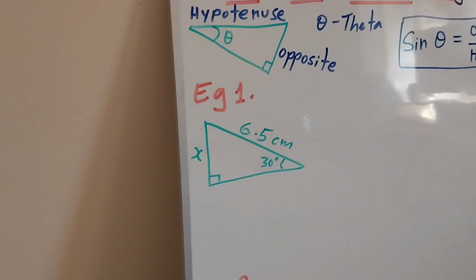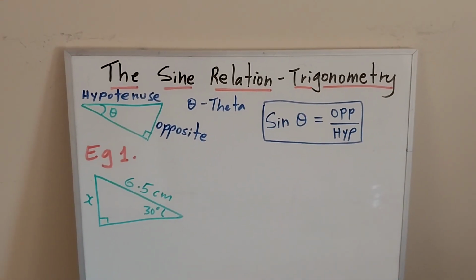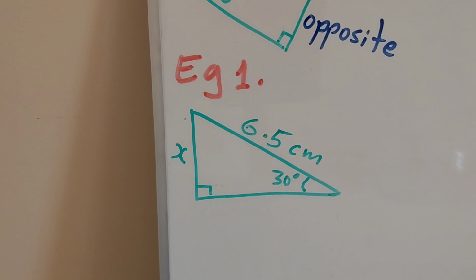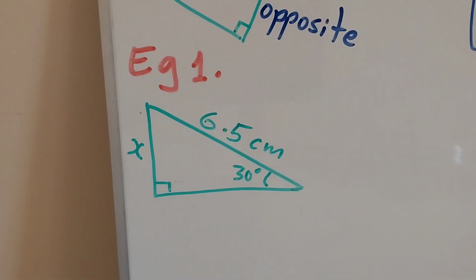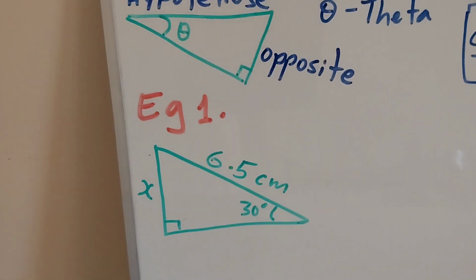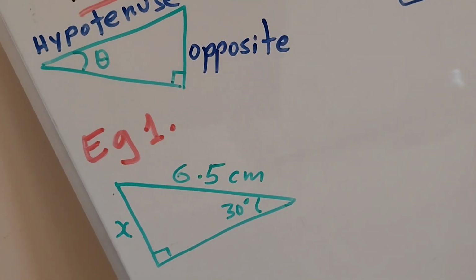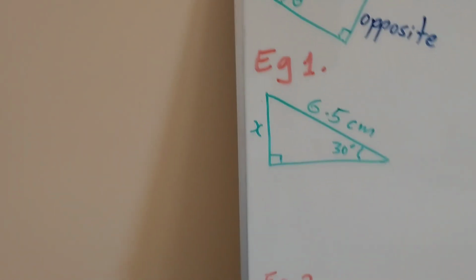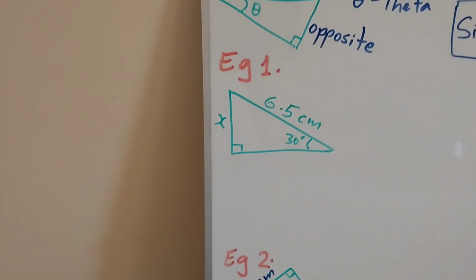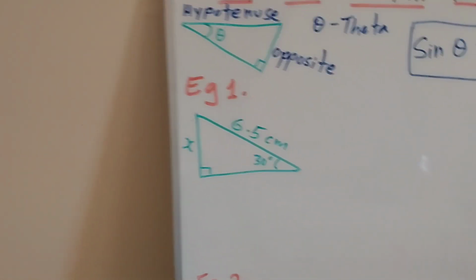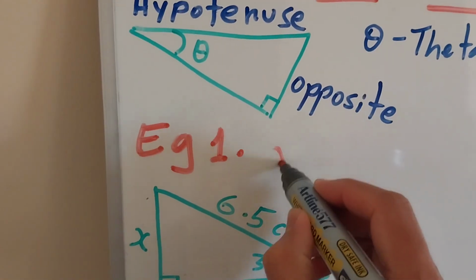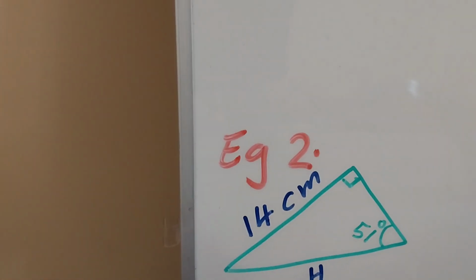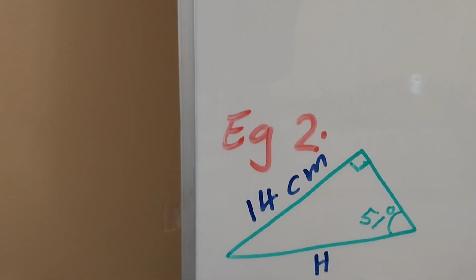Let's straight away get to an example to figure out how this relation is going to work in solving for an unknown side. Example 1. There's a right angle triangle here, and there's an angle 30 degrees. So that's our theta. The hypotenuse is equal to 6.5 centimeters, and the opposite side is unknown. That is x, and that's what we are solving for. So the question is x equals what? And in the next question, the question is h is equal to what?